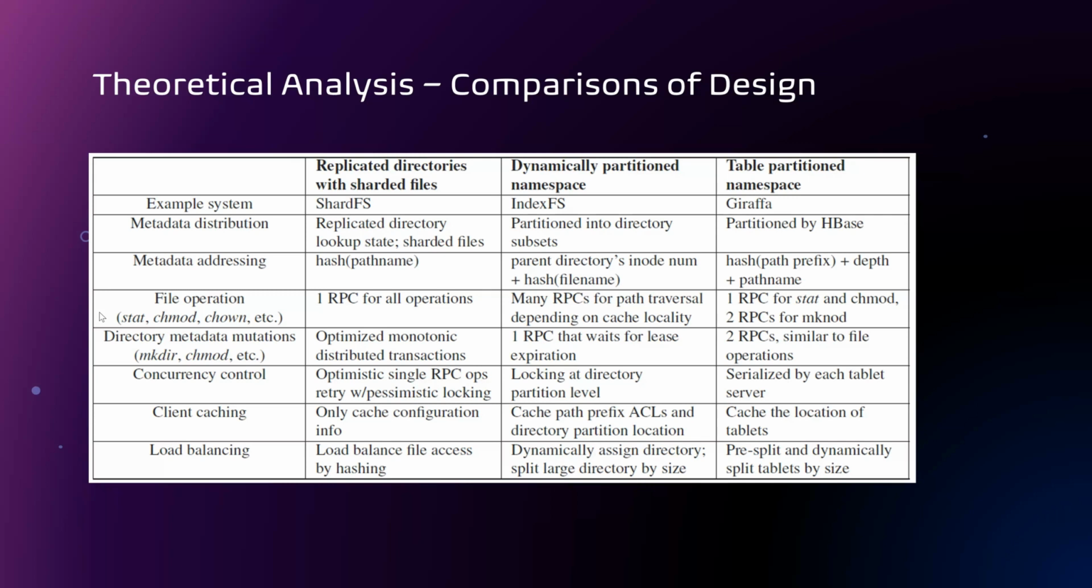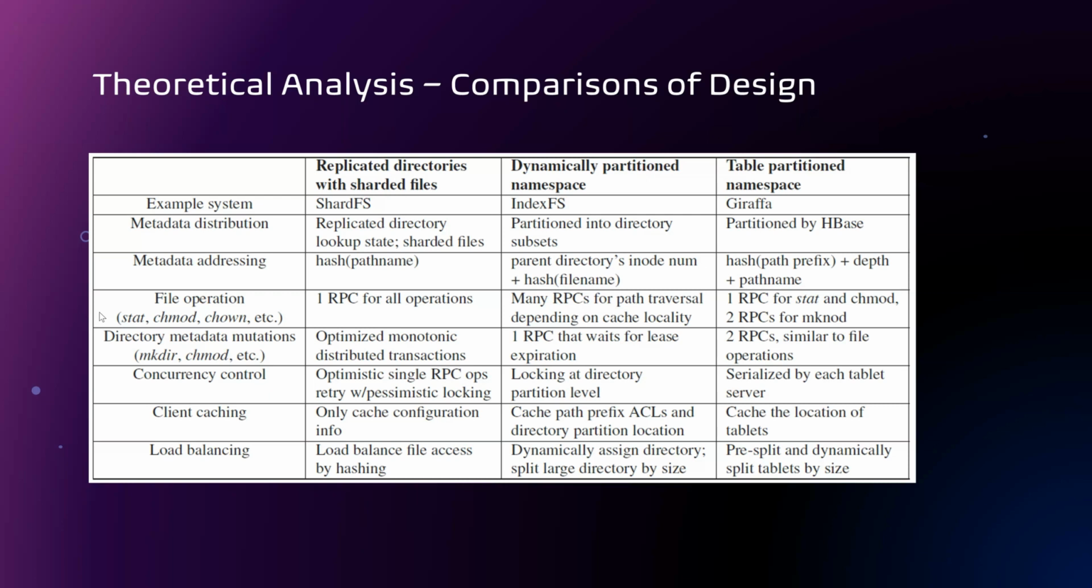And we have direct metadata mutations. We optimize monotonic distributed transactions. As I said earlier, one RPC that waits for lease expiration here. So whenever the lease completes, only then will we be able to provide the next changes. So concurrency control is optimistic, single RPC. We mostly will try to complete these shared files with a single RPC. So that's the best advantage here in shared files.